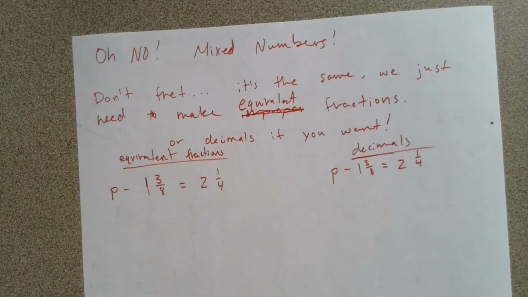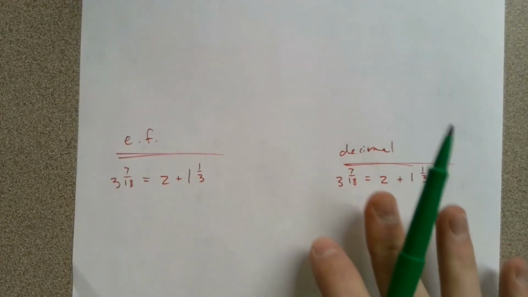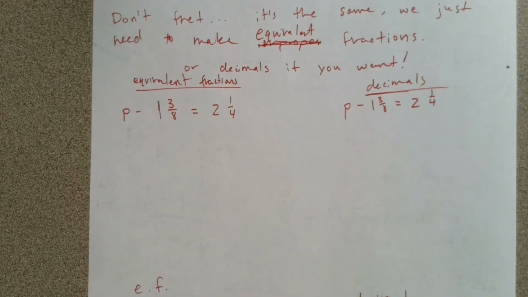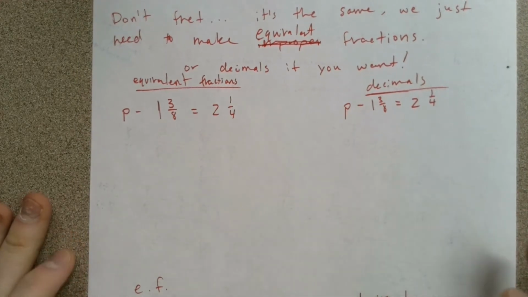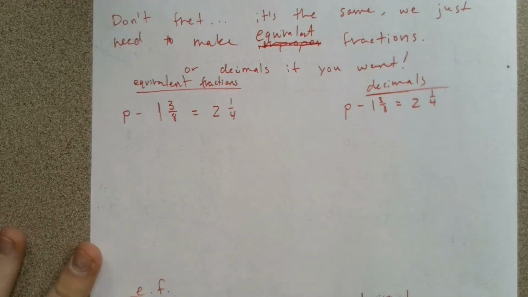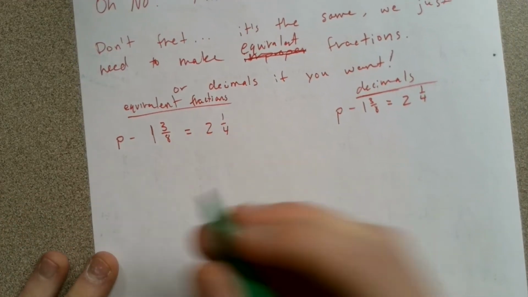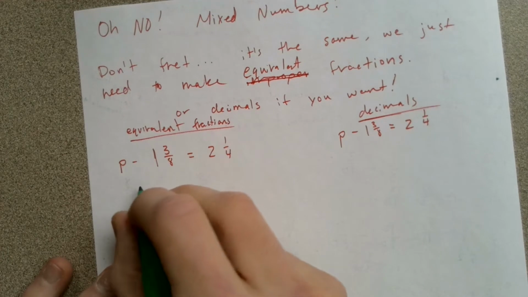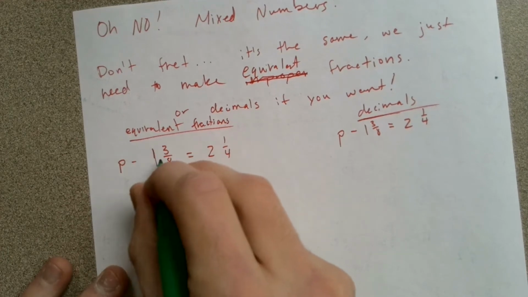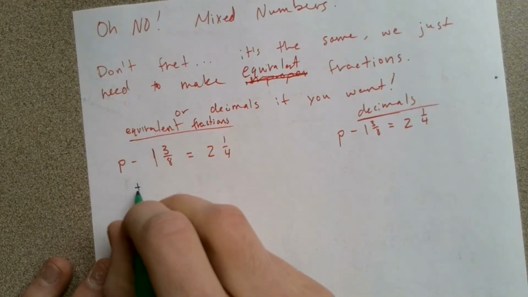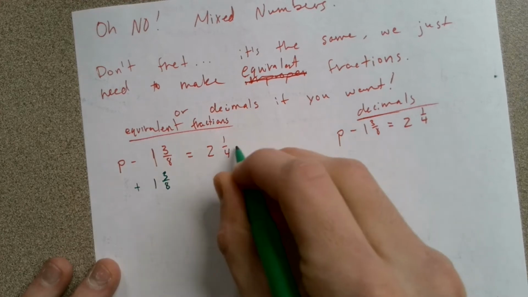Oh no, mixed numbers. Don't fret. It's the same thing. We just need to make equivalent fractions, just like we did on the last slide. Or we can do decimals if we want. So I'm going to do 2 examples, and for each example, I'm going to do both ways, using equivalent fractions and also using decimals. We talked about using decimals last week. So my first step is the same as on the other side, get that variable by itself. So we have p over here minus 1 3/8. So I'm going to add 1 3/8 to each side.